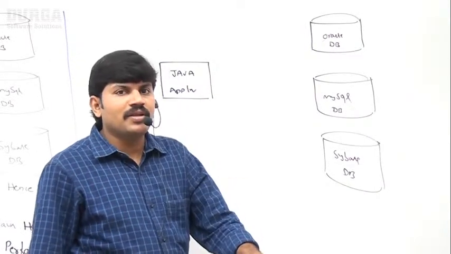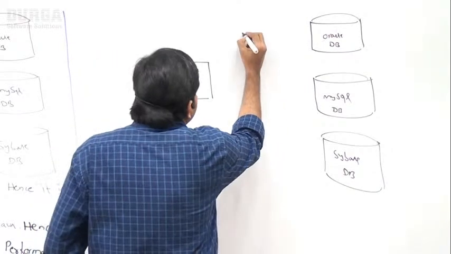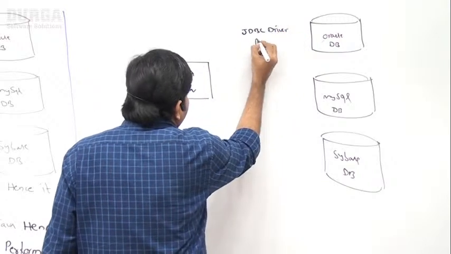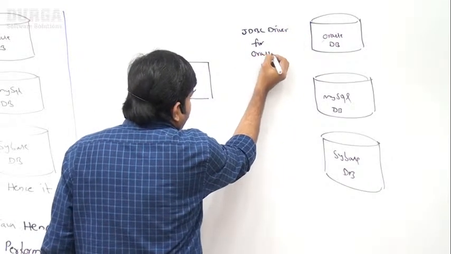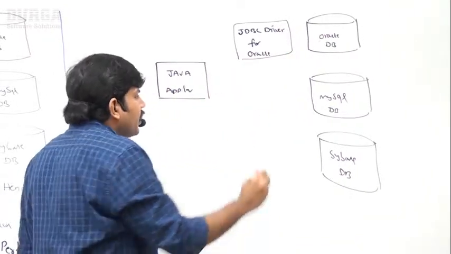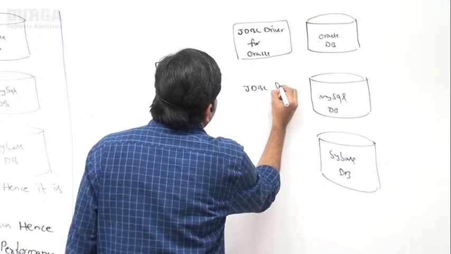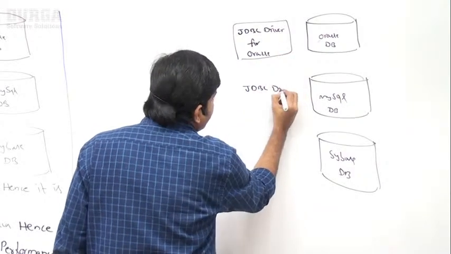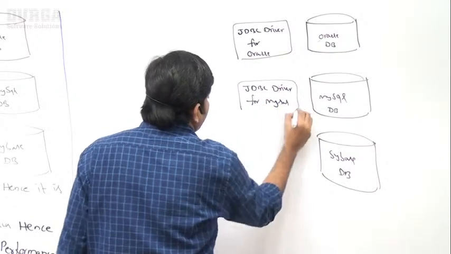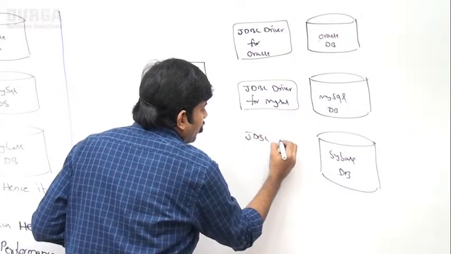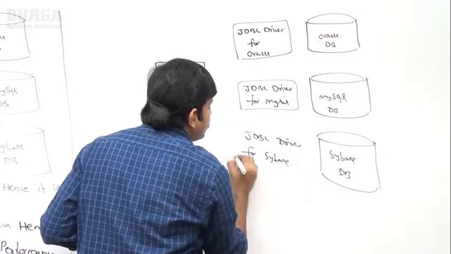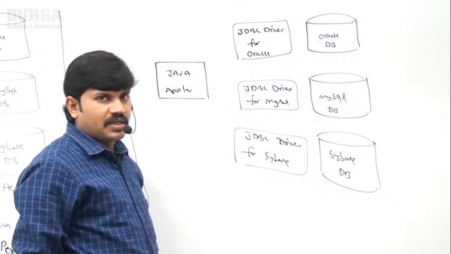But now, instead of the ODBC driver, what do we have to choose? The JDBC driver. Now I have to use the JDBC driver for Oracle. It's the same diagram, but instead of ODBC we now use the JDBC driver: a JDBC driver for MySQL and a JDBC driver for Sybase. Just take special care here.